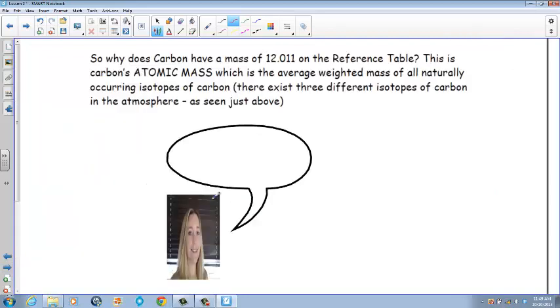Okay, so why does carbon have a mass of 12.011 on the reference table? This is carbon's atomic mass, which is the average weighted mass of all naturally occurring isotopes of carbon. So there exist 3 different isotopes, and we just looked at them in the previous slide, okay, 12, 13, and 14. Those are the common ones. And we'll see U-238 and U-240 are the 2 common isotopes. So the atomic mass that we see on the reference table is equal to the average weighted mass. And we're going to do that in the next lesson.